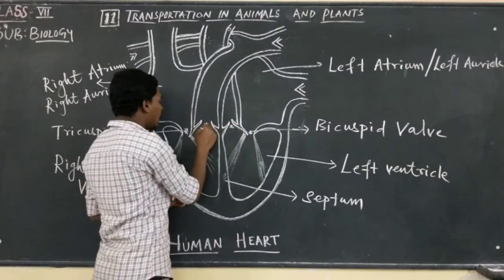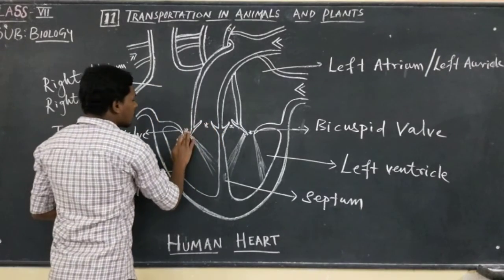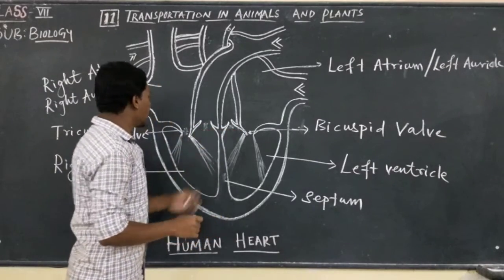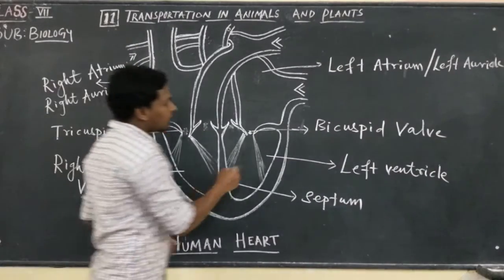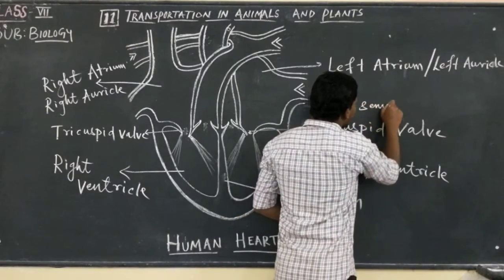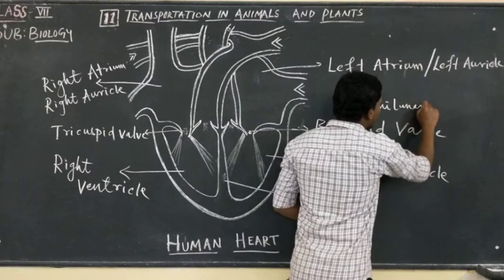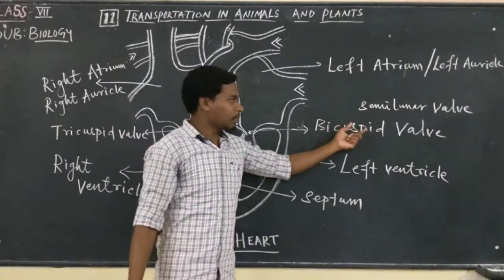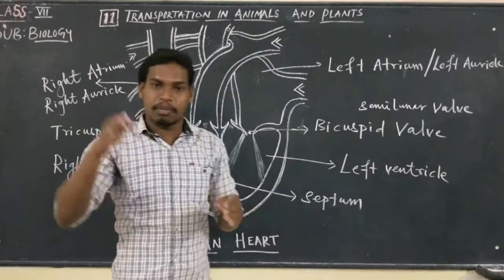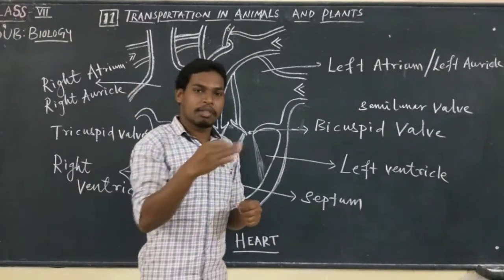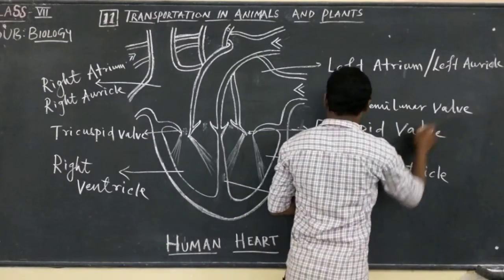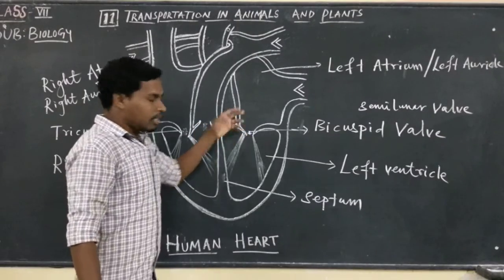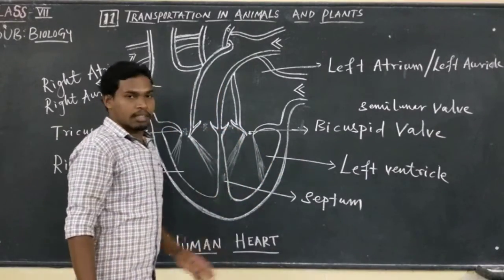These two valves are going to be the semilunar valves. Why they are semilunar valves is because these valves are just like a half moon. Which are the semilunar valves? Here. We will be discussing at that time. I am going to explain all these things in detail.